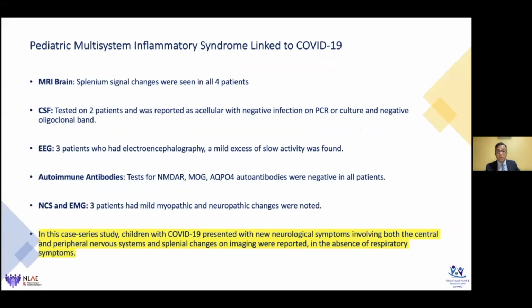Autoimmune encephalitis panels were again negative in all patients, similar to our adult patients. And nerve conduction study and electromyography showed myopathic and neuropathic changes. So in this case series, children with COVID-19 presented with new neurological symptoms involving both central and peripheral nervous system, along with these splenial changes on the imaging in the absence of respiratory symptoms. So children can present with only these different manifestations, and they don't need to have respiratory symptoms to be diagnosed with COVID-19. The learning point is that.